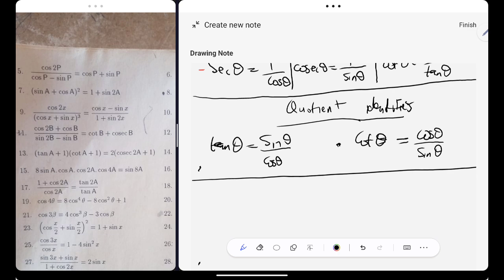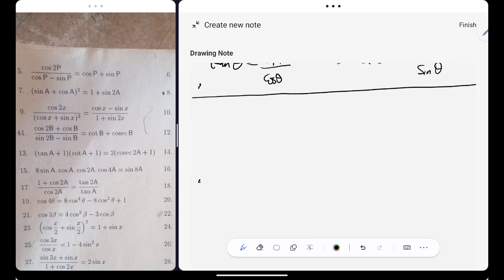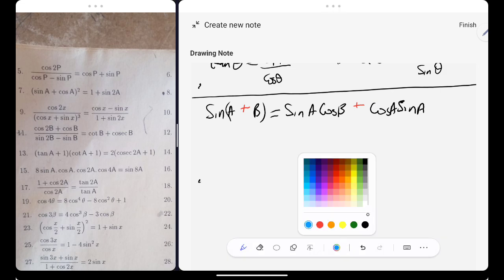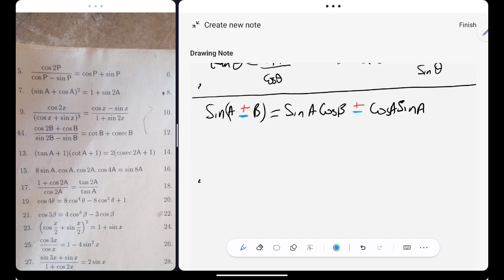And then for the matric part, you will need compound angles. If you have sine of A and B, ne, you will definitely have sine A and cos B. Then you'll have cos A and sine B. Please note that if you have a plus here, you'll also have a plus, but if you have a minus, you'll also have a minus here. All together.